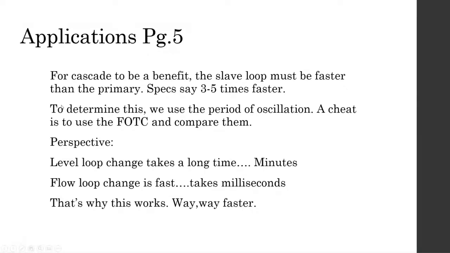Another way to do that, of course, is to use the period of oscillation. It's a little bit more complicated, but as I said, using the first order time constant, or the T1 time, is probably the easiest way to determine whether or not you've got that time differential you need. Again, to reiterate, level loops take a long time, in the neighborhood of minutes or maybe longer. Flow loop changes fast, like milliseconds or seconds, and that's why this scheme will work, because that secondary loop is much, much faster than the primary loop.